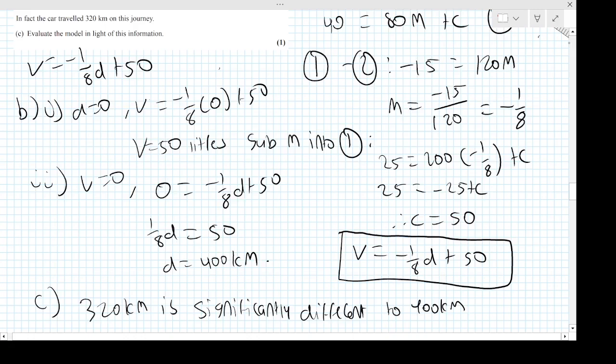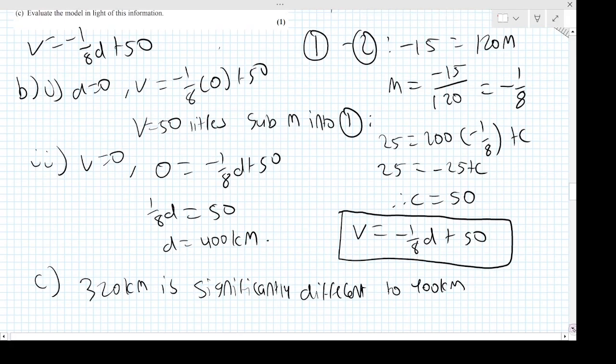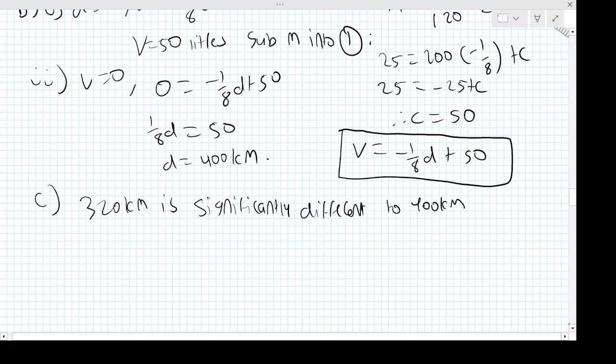Usually you allow for probably up to maybe 5% error in a model. If it's above that, like 20%, it's quite rubbish. It's a bad approximation. So in that respect, it's significantly different to 400 kilometers. So it is an unreliable model. Okay, and there we are.